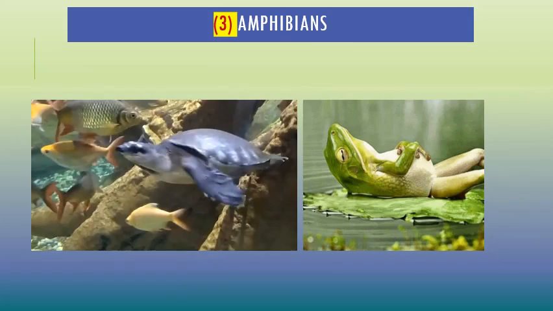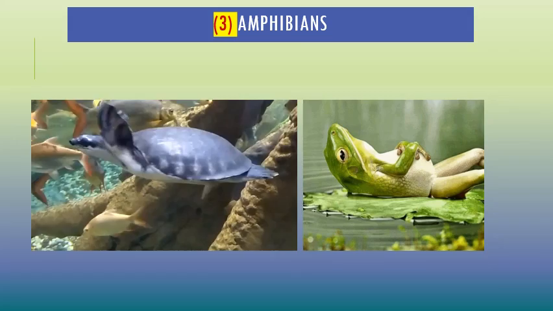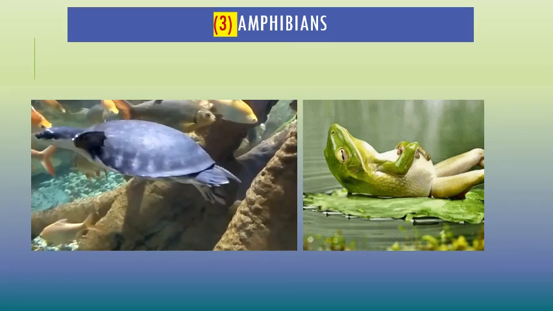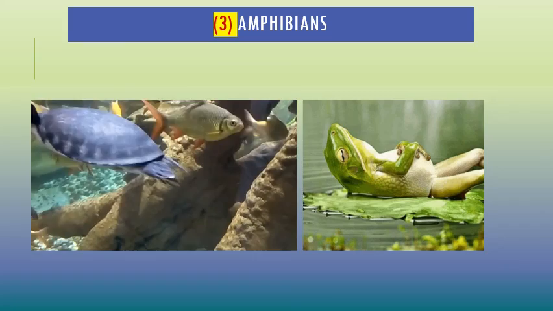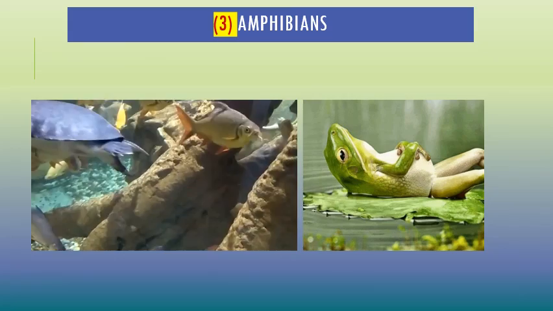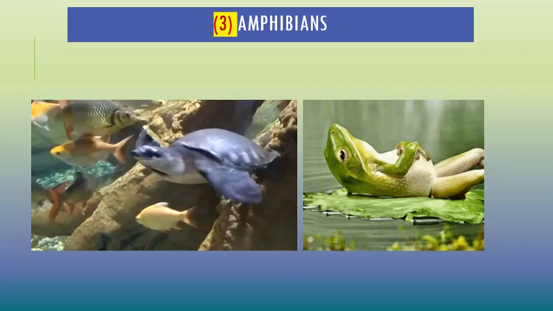Amphibians include frogs, toads, salamanders. They can live both on land and in water and have smooth skin. Amphibians lay jelly-covered eggs in the water. Amphibians do not look like their parents, and they go through metamorphosis to reach adult similarity.